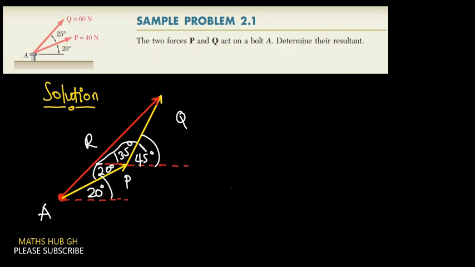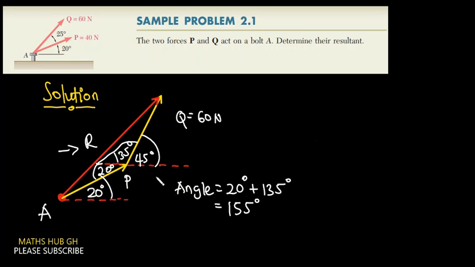So at the end, the angle opposite to the force R, which is the resultant force, will be equal to 20 degrees plus 135 degrees. And then this will be equal to 155 degrees. Okay, so now let's look at how you are going to find the resultant force. So we know the value of Q to be equal to 60 Newton. We know the value of P to be equal to 40 Newton.